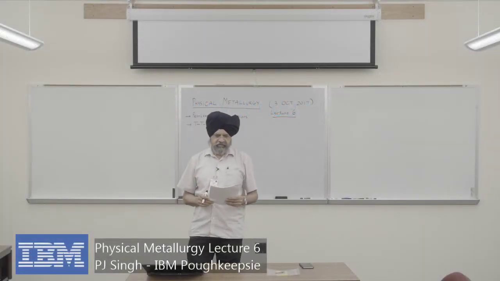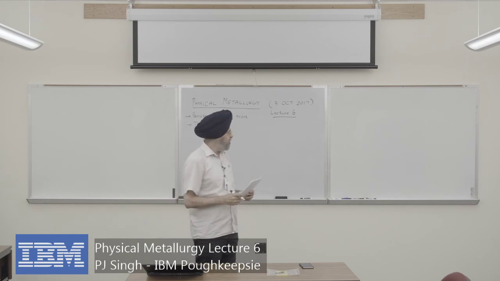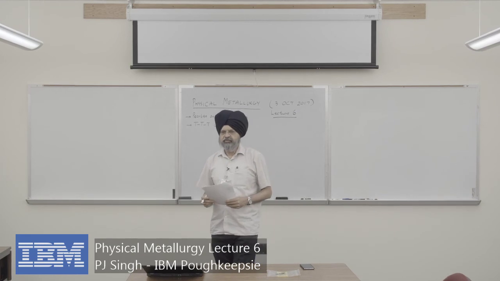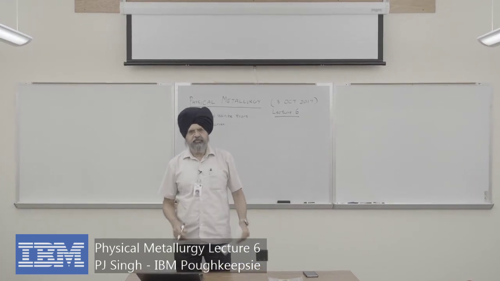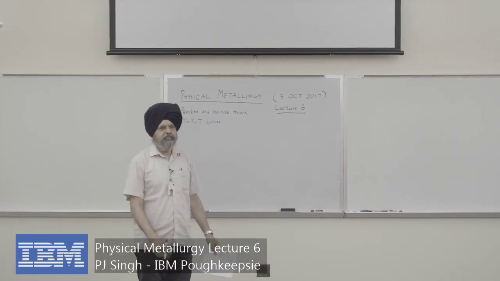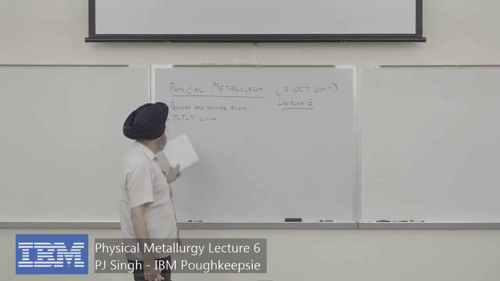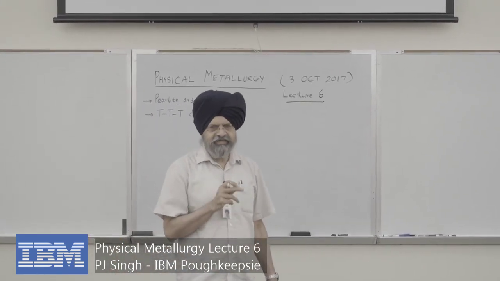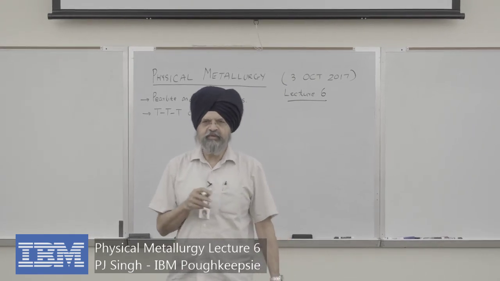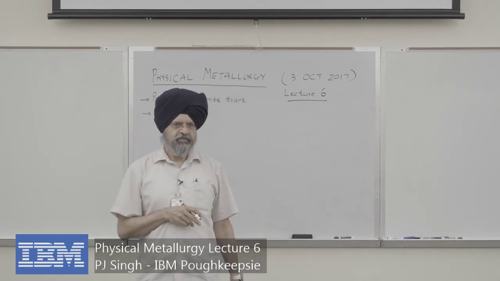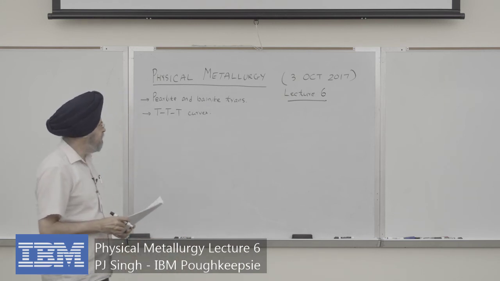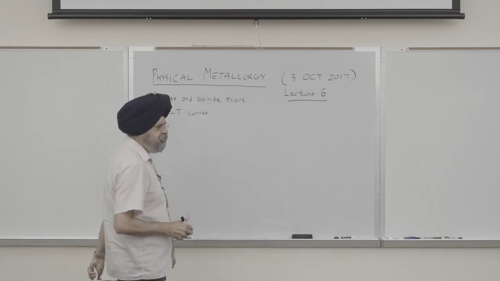Today is the sixth lecture of physical metallurgy. It's October the 3rd. So we'll cover Bainite transformations, a pearlite and Bainite transformation, and then we'll do TTT curves, the time temperature transformation curves for steel. Okay, so let's start with Bainite and pearlite transformation.